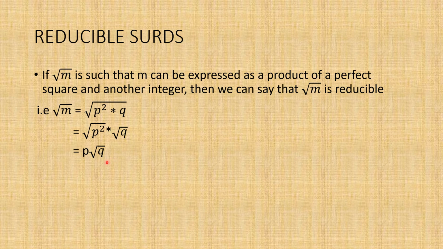That's how we go about reducible surds, and that's the concept that applies to all of them. If any number can be expressed as a perfect square and another integer, then that one is a reducible surd. So let's look at some examples.